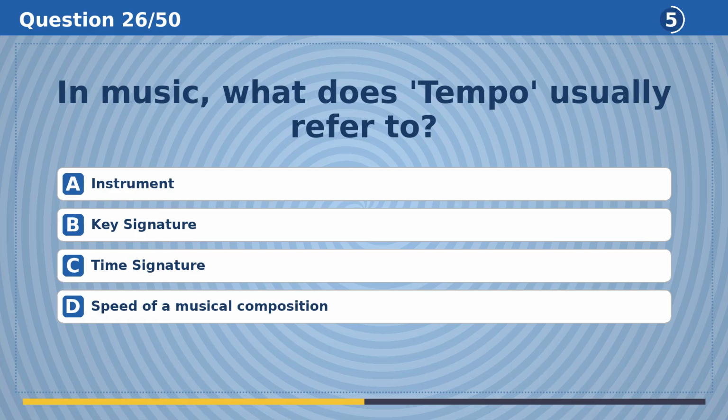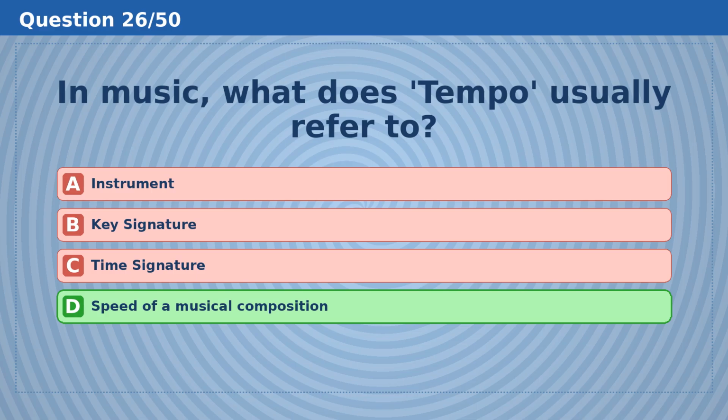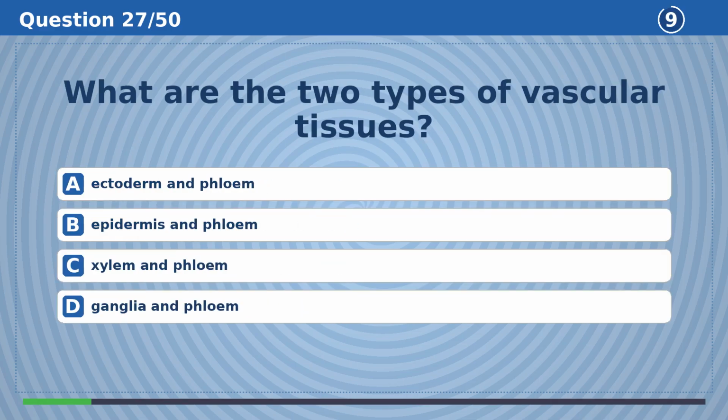In music, what does tempo usually refer to? The answer is D. Speed of a musical composition.